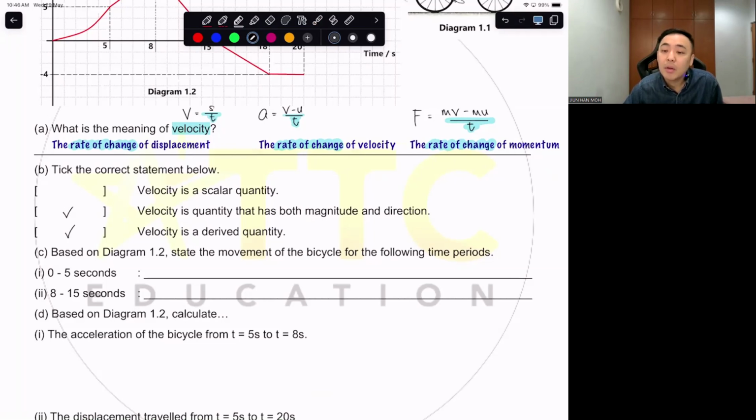Momentum is mv, correct? No, this is the formula for impulsive force, mv minus mu. And what is mv minus mu? The change in momentum. Like here, why do we take v minus u? It's the change in velocity.